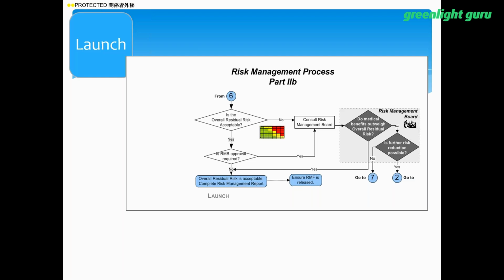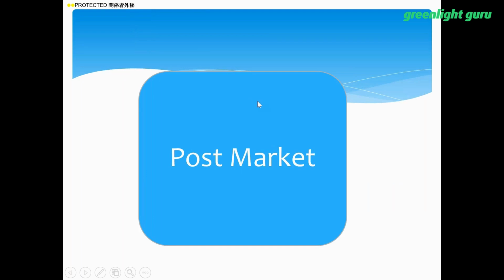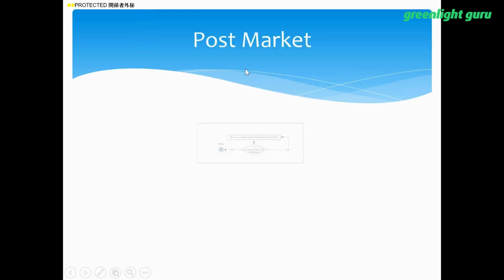However, if the risk management board, and specifically the chair of the risk management board, has been delegated that decisional authority, then again, that can be a very serious discussion, and serious discussions following that may have to take place. However, if we get through the risk management board and we do decide that the overall residual risk is acceptable, then the risk management report will be completed, and the project will continue to move to launch. After the product has been launched, we will get it into a period of post-market surveillance.